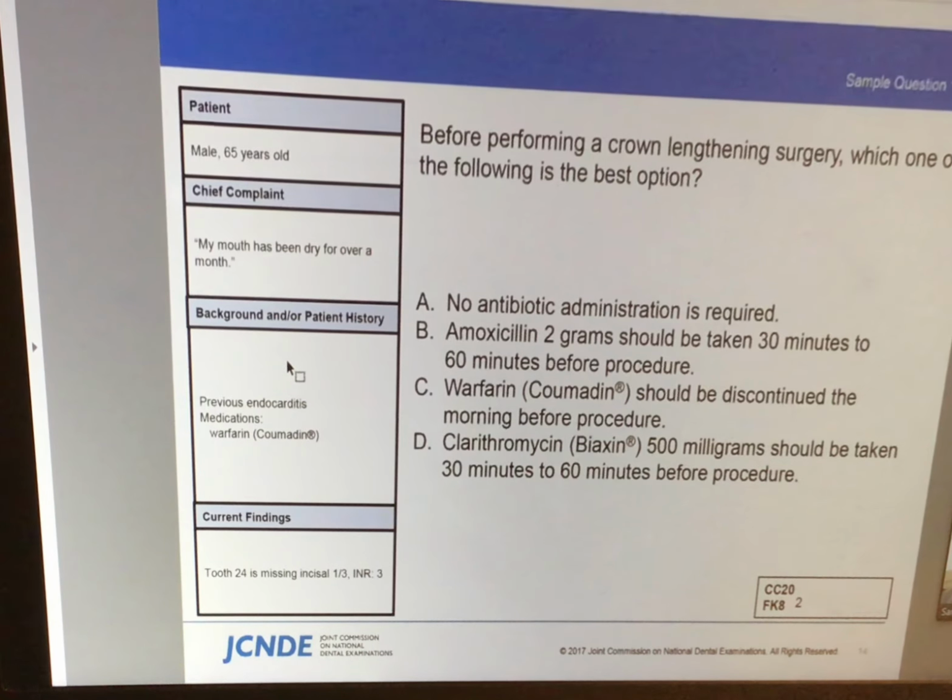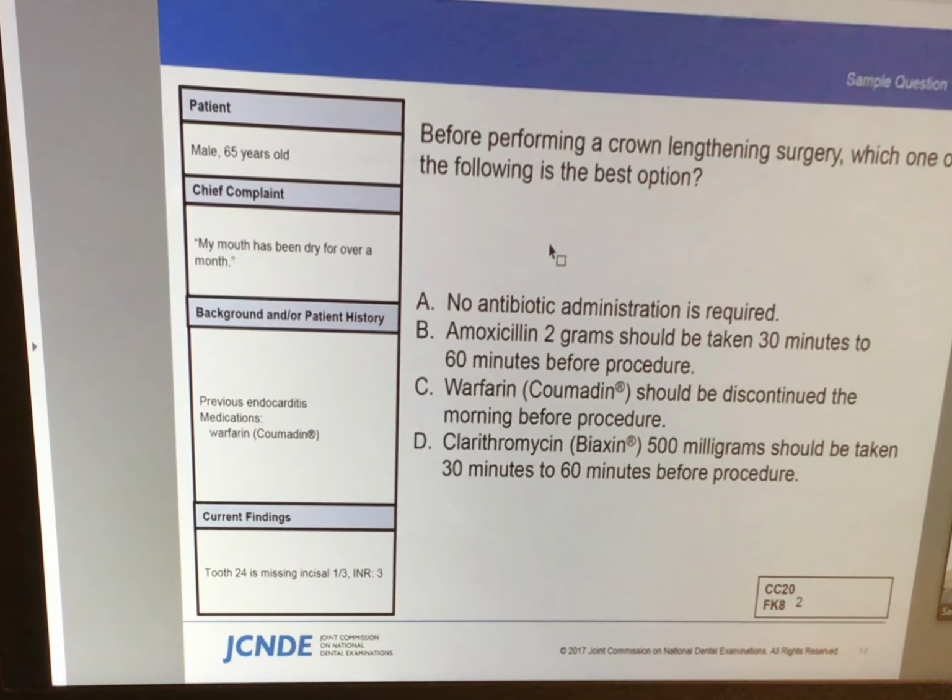Very good. So you have a concern with the warfarin, and what INR allows you to work on this patient, that allows you to extract the tooth? Less than 3.5. Great. Okay, let's go to the question.